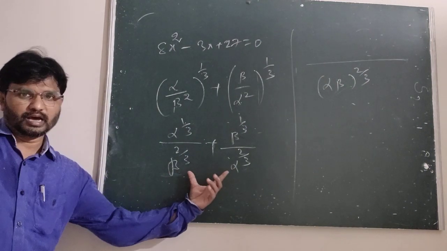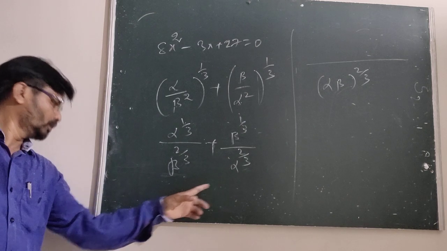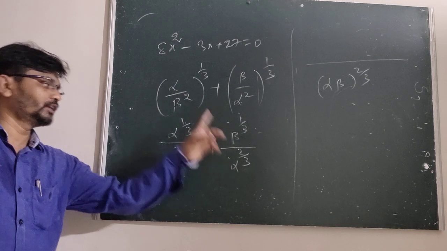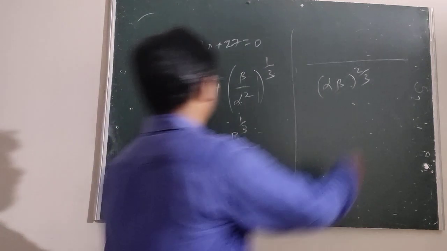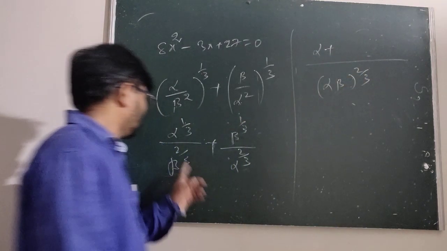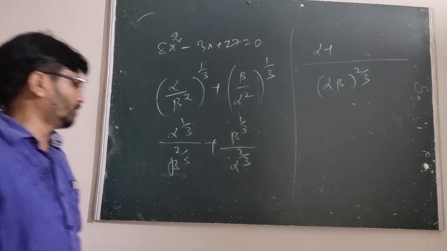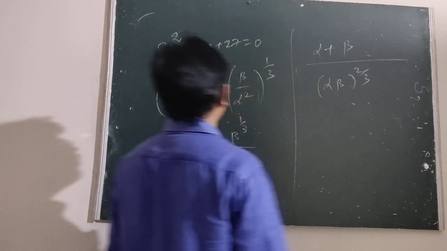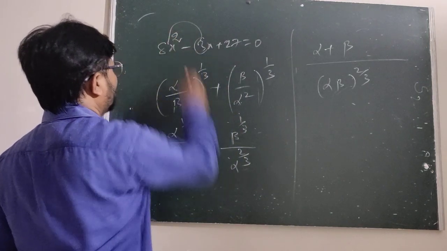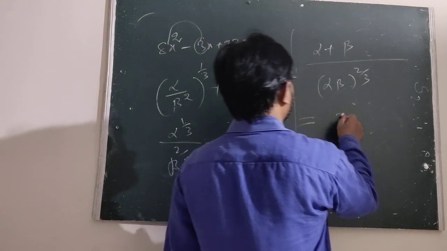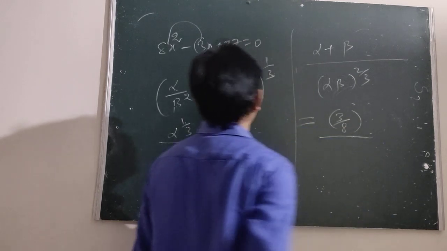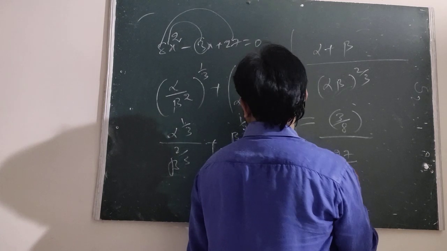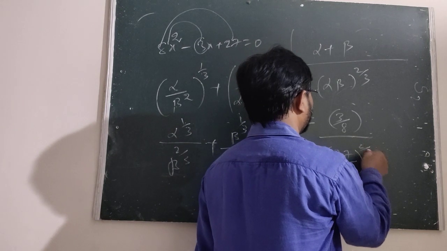What is the LCM here? Alpha beta whole power 2 by 3. Now on cross multiplication, 1 by 3 plus 2 by 3 is 3 by 3, that is alpha, and 2 by 3 into beta power 1 by 3, using a power m into a power n is a power m plus n, this is beta. Now alpha plus beta is minus b by a, that is 3 by 8, and alpha beta is 27 by 8, whole power 2 by 3.